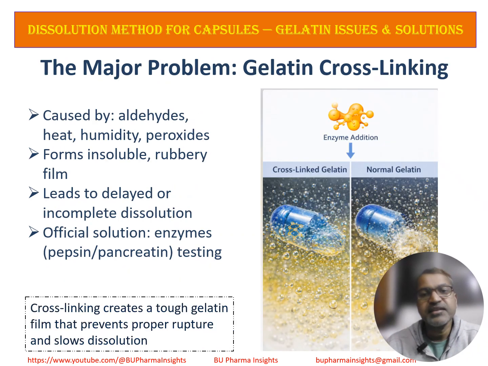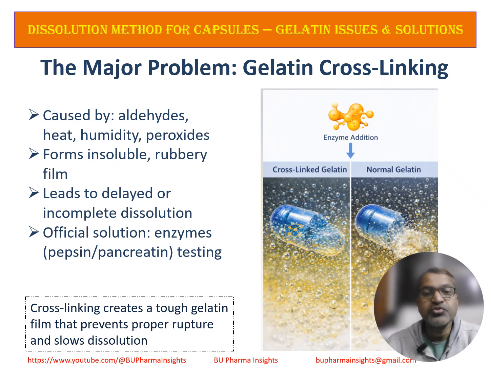Let's understand the chemistry behind gelatin cross-linking. Aldehydes form covalent bonds between gelatin protein chains. This links the strands together and creates a tight network. As a result, the capsule shell turns into an insoluble rubbery film.